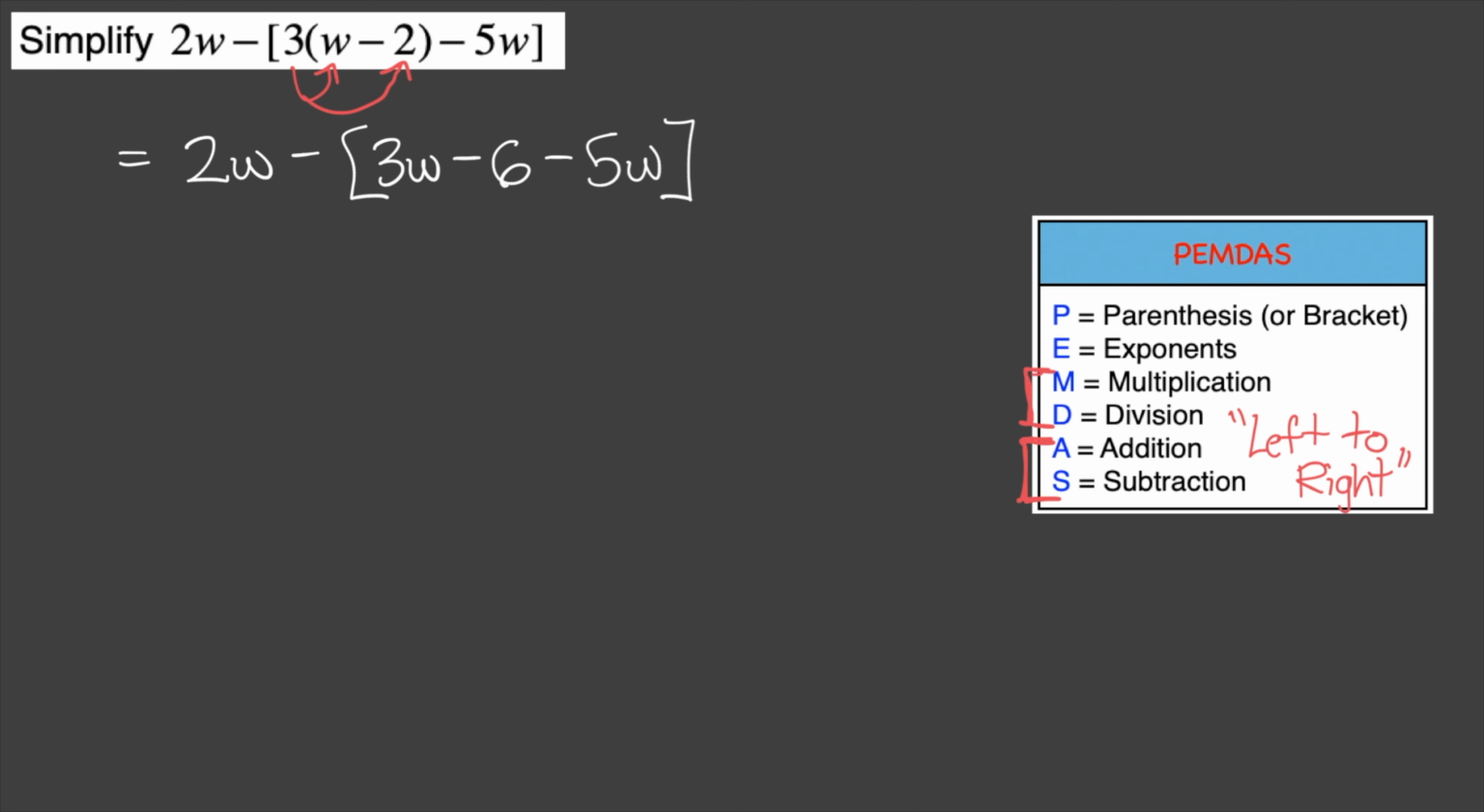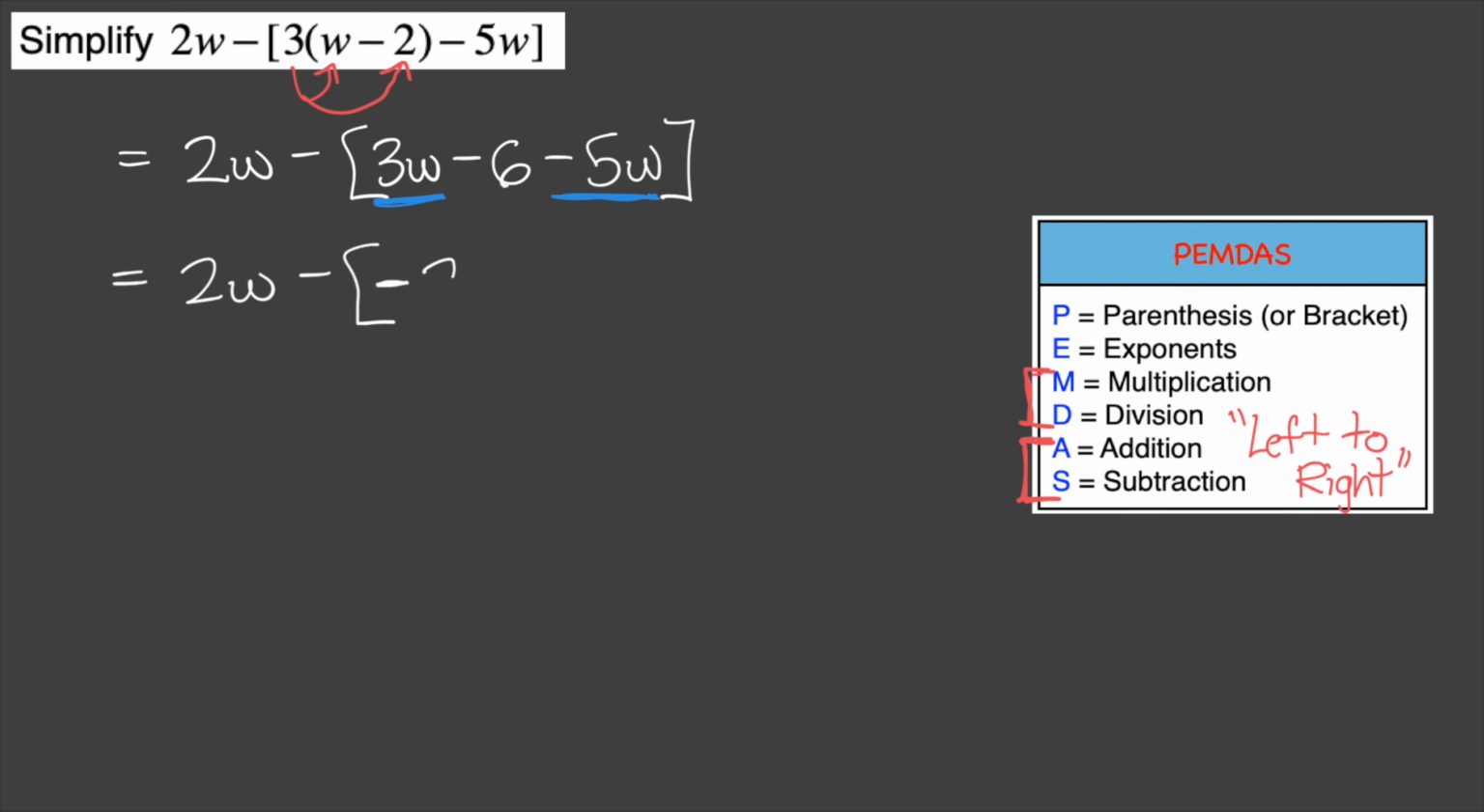All right, so now we have brackets here. So now we want to simplify what's inside the brackets. Are there any like terms here? Yes, there are. We'll go ahead and underline those like terms, 3w and negative 5w. So let's go ahead and simplify that first. So we have 2w minus 3w minus 5w is negative 2w.